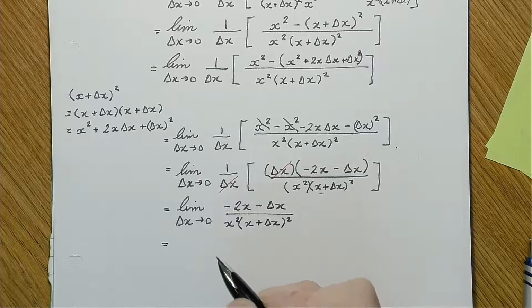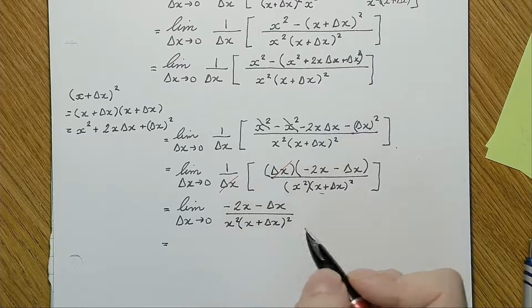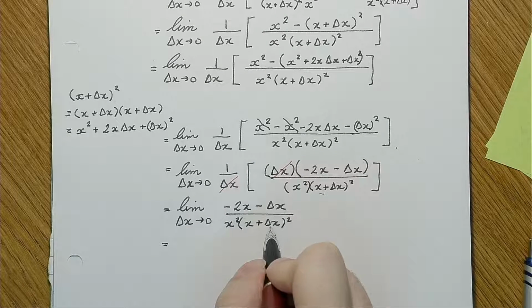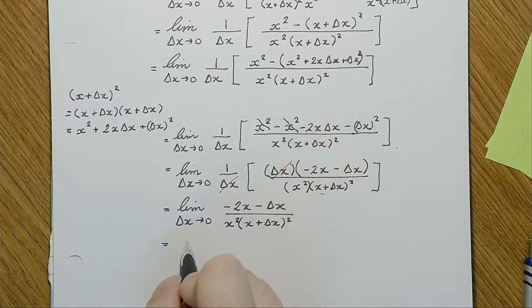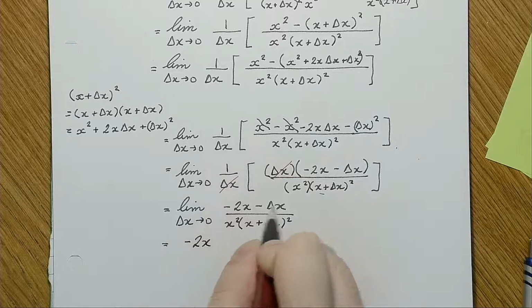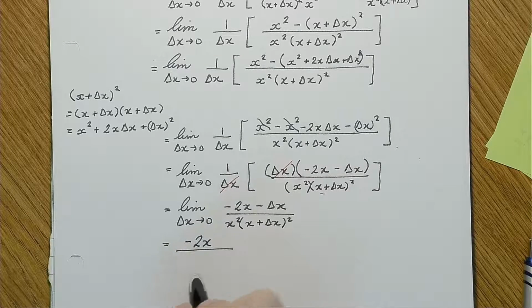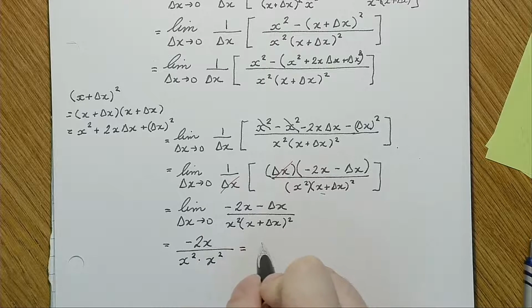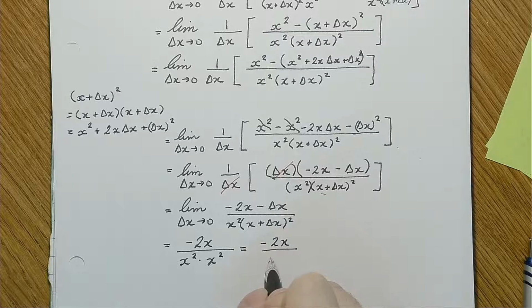Okay, now what have I got? I've simplified it, and if I put in a 0 here, it doesn't cause me any issues at all. So what I'm left with is minus 2x minus 0 over, I have x squared times x plus 0, or x squared, and I'm left with minus 2x over x to the 4th.